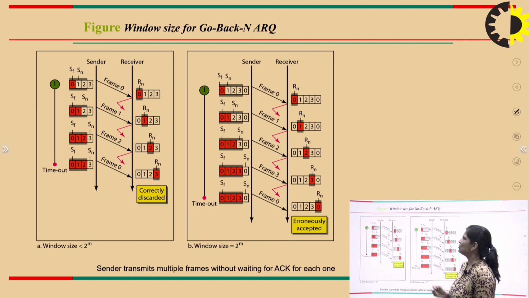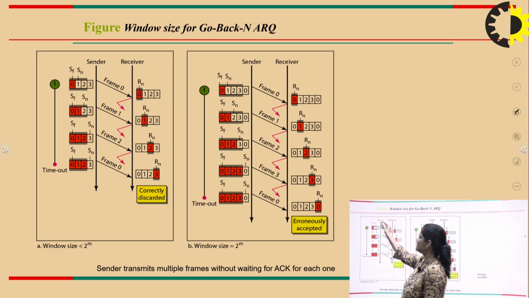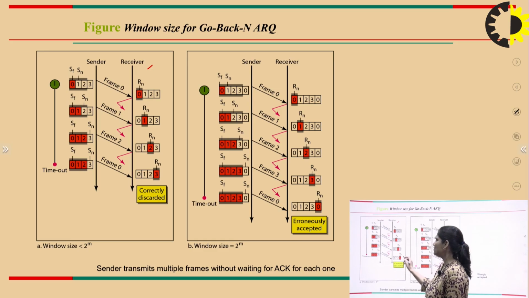So you can see how to find out the window size for Go-Back-N ARQ. This is the sender side, this is the receiver side. Frame 0 is sent from sender to receiver and received at the receiver. Again we send frame 1, it is received, then frame 2, it is received at the receiver. Then if we send frame 0 again, but the receiver expected frame 3 to be received, it is correctly discarded. Now the window size here is less than 2^m.